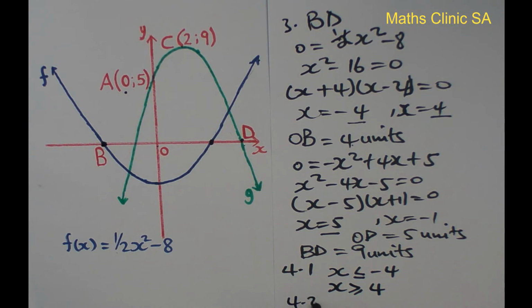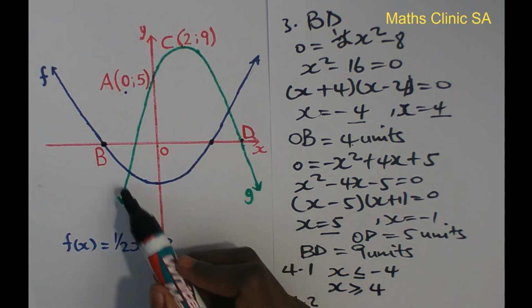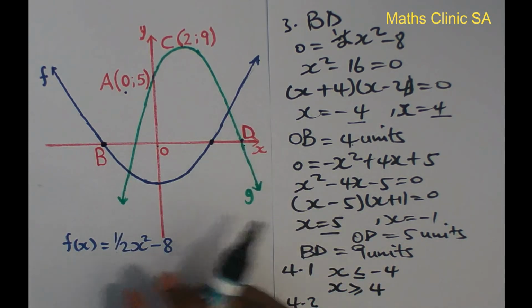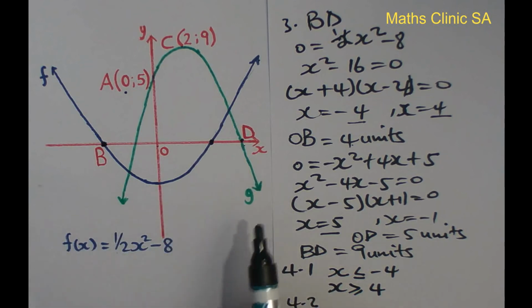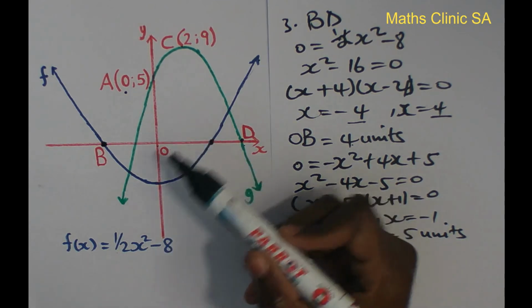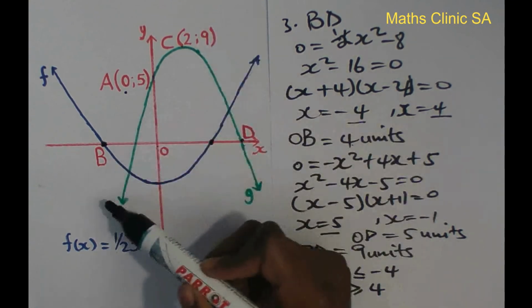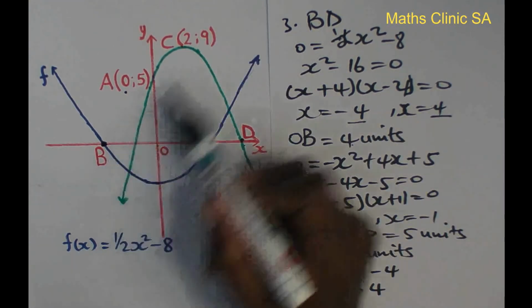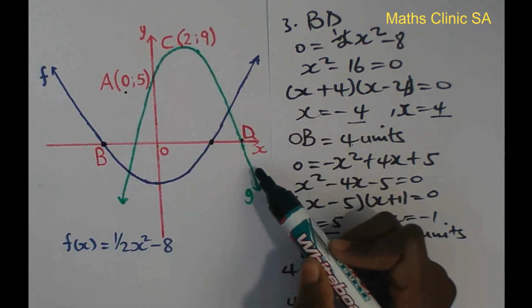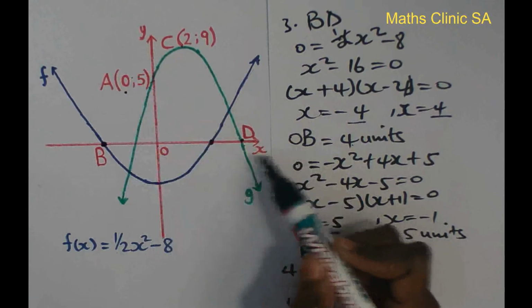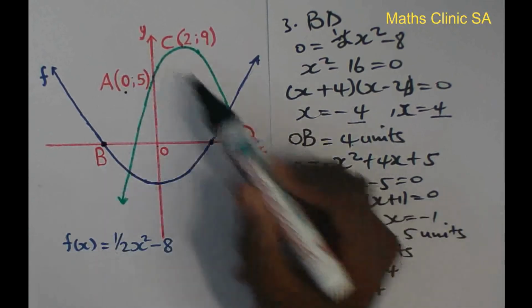And then 4.2 says f and g are both increasing. We want the graph of f and the graph of g to increase on the same interval of x values. If you understand how to see whether a parabola or graph is increasing: for a straight line, when we look in this direction, its gradient is positive and the line increases. When it looks in this direction, it decreases and the gradient is negative.